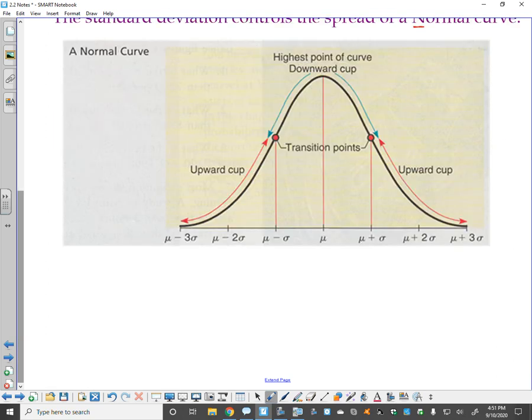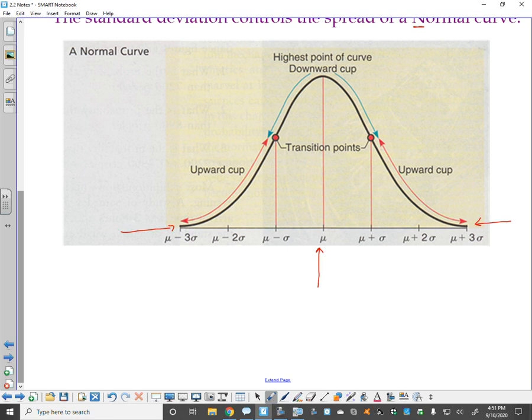Okay, so let's really analyze this normal curve. So here she is in all her glory. Now, I've got my mu in the middle, dead center. Notice I'm not talking about the median, I'm talking about the mean. This is my mu.